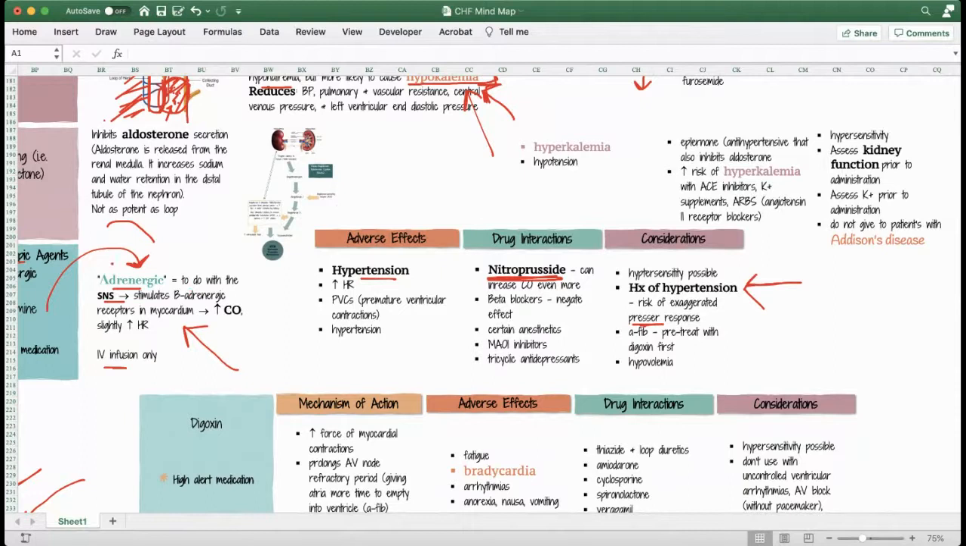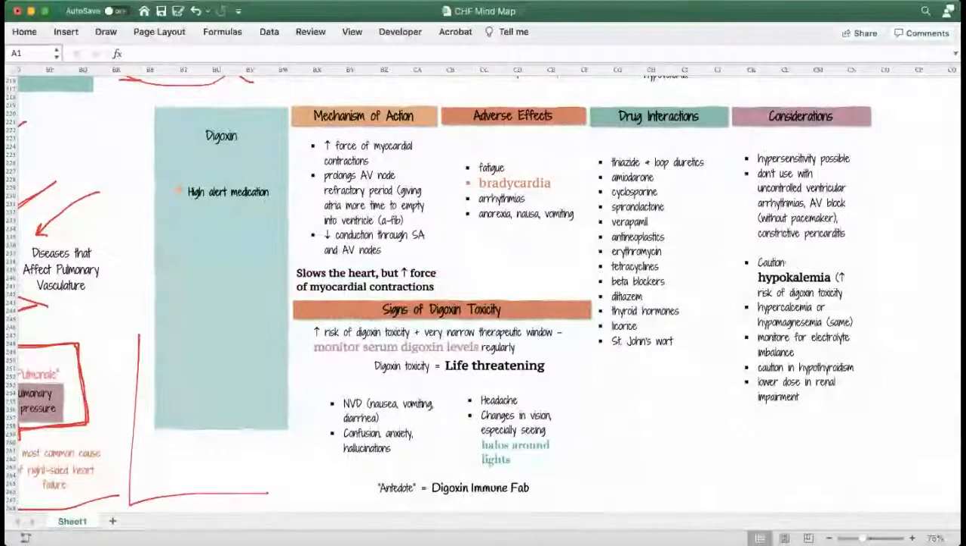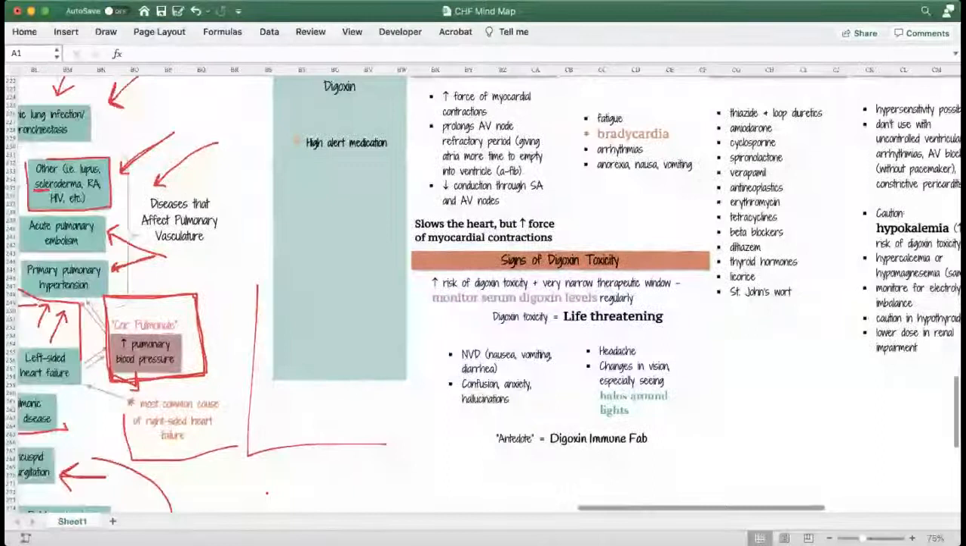And thankfully, for some reason, you guys don't have to learn about digoxin or digoxin toxicity. So that's awesome. But at the same time, make sure you know this for your NCLEX. Absolutely 100% needs to be covered for your NCLEX. And that's it. We got through all of it.